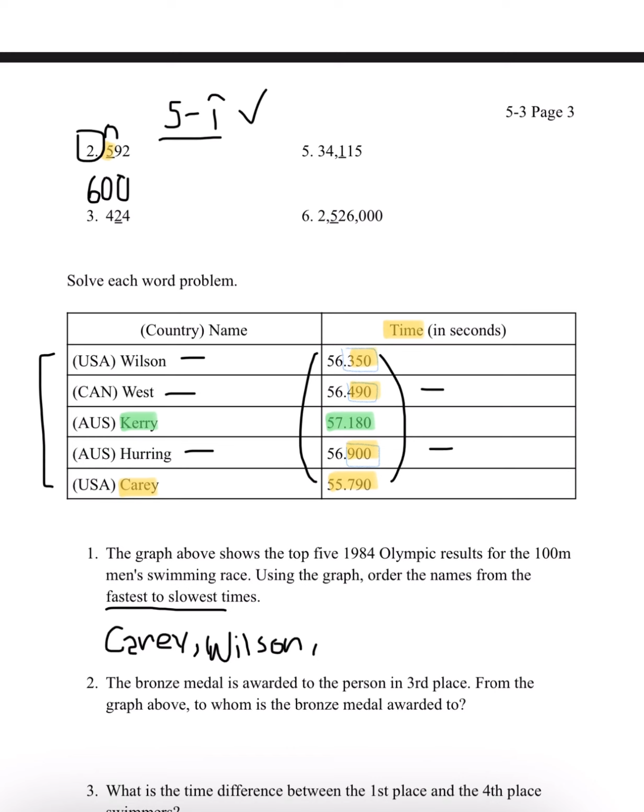After Wilson, we still have West and Herring. And we see that West has the smaller number than Herring, as 490 is smaller than 900. So after Wilson is West, and we already had it, that Herring was the second slowest. Then lastly, we already found out who was the slowest earlier, which is Curry with 57. So Curry is the last person.